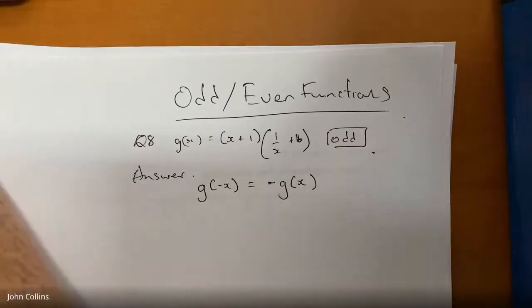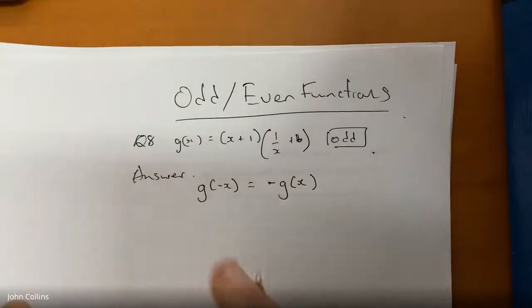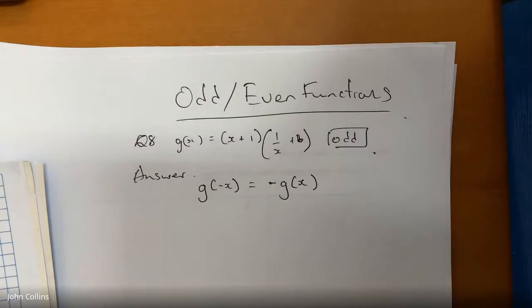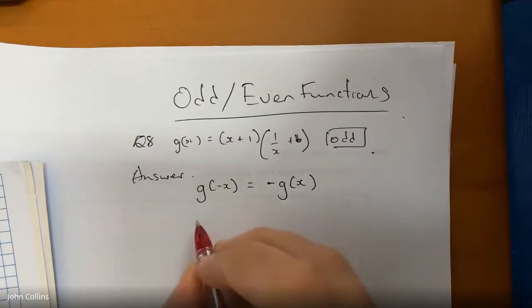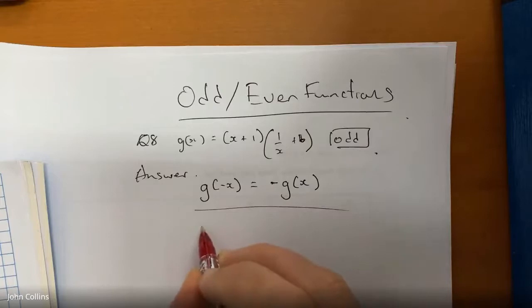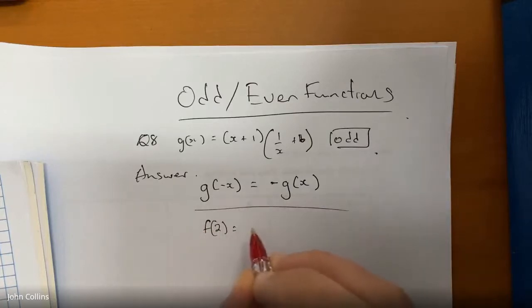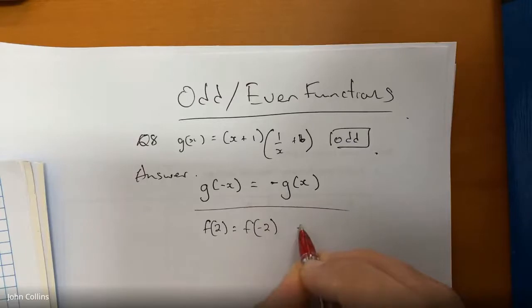Sorry, I'm trying to focus my own camera. There we go. So these two will be the same if it's odd. If it's even, we looked at the examples yesterday with 2. So if it's an even function, let's go back to our example from yesterday: f of 2 will be the same as f of minus 2 if it's even. We get the same answer out because of its symmetry around the y-axis.